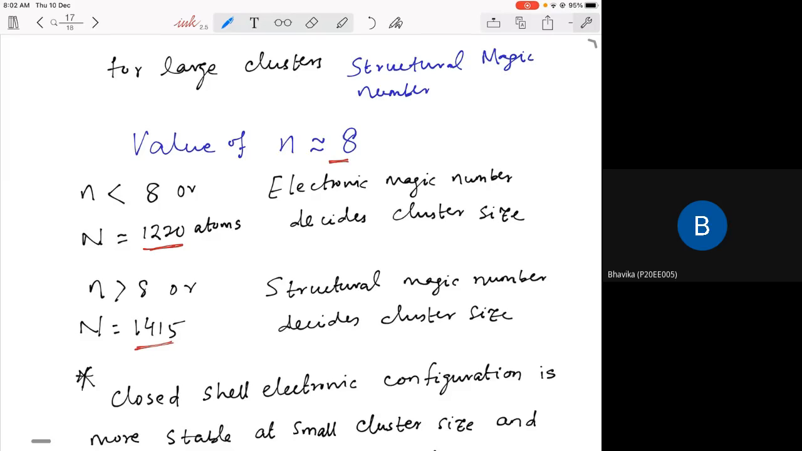Yes, this is again not a hard and fast rule that it should be exactly this number. If this is the number, then the electronic magic number is the dominating factor, or the structural magic number will be the dominating factor.